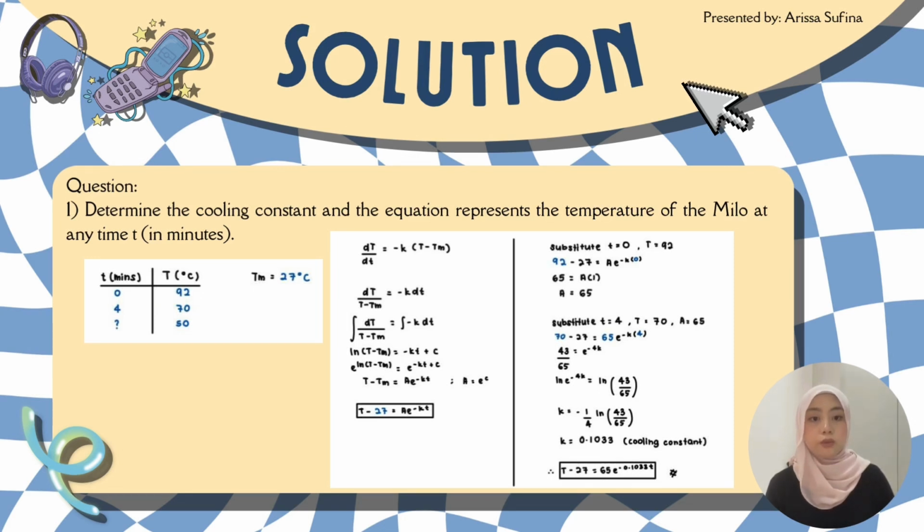Now, to find A, we substitute the initial temperature 92 Celsius at 0 minutes, and we found that the value of A is 65. Next, we substitute the temperature at 4 minutes, which is 70 Celsius, to find k. The value of k is 0.1033. Finally, we substitute the values of A and k into the general equation. So now, we get the answer for the temperature of the Milo at any time.